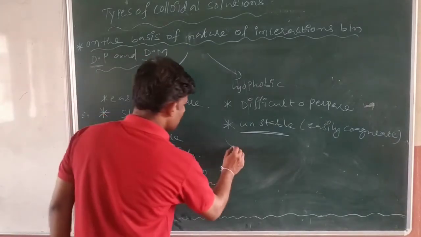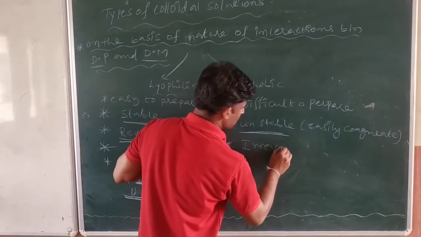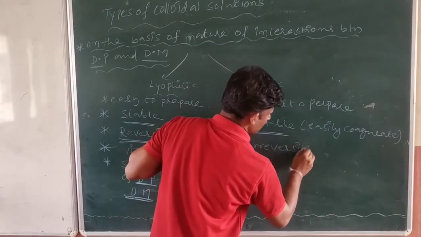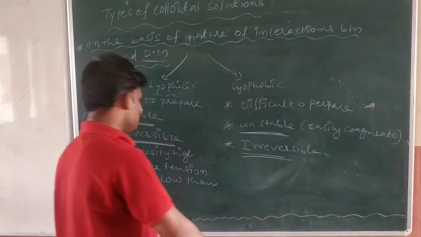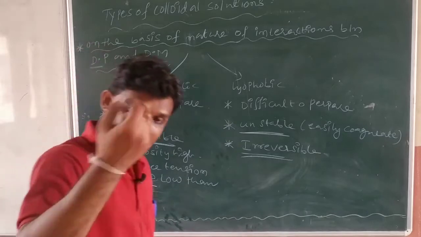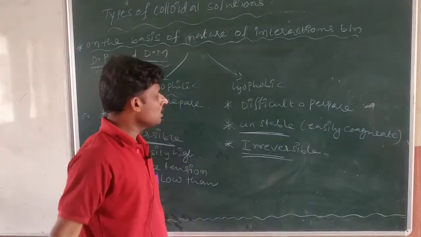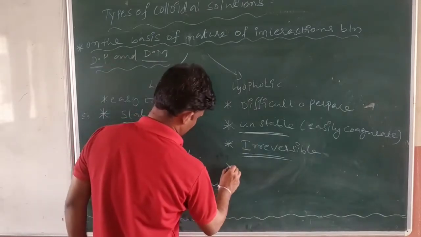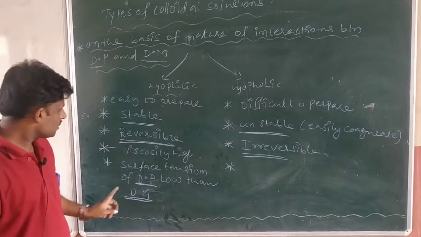And they are irreversible in nature. Once it is formed, it is over. For example, if the dispersion medium is evaporated, then while adding the dispersion medium again, we may not prepare these things. So that's why these are irreversible in nature. Are you getting my point? Now next, surface tension.